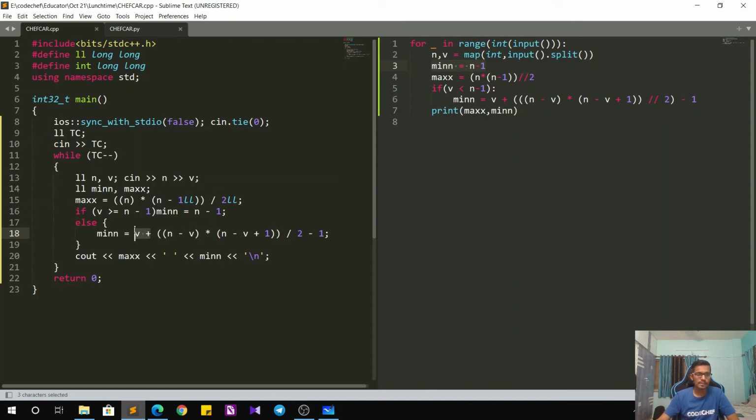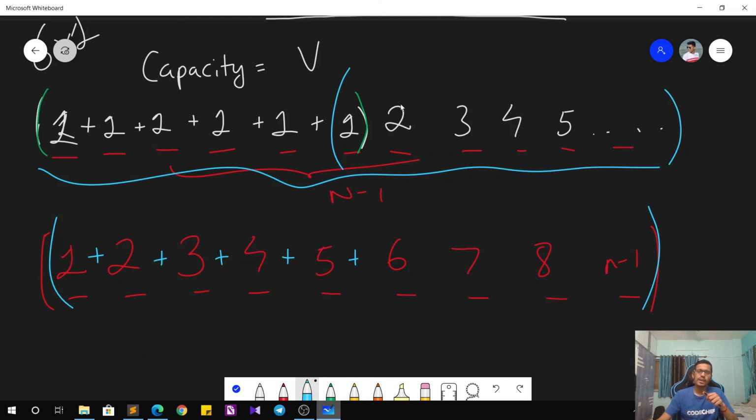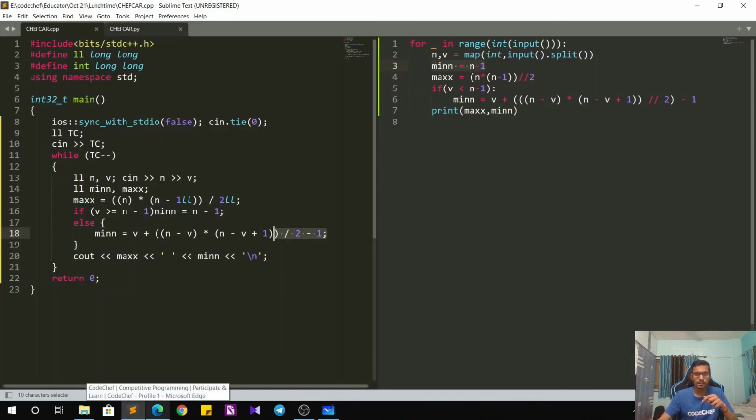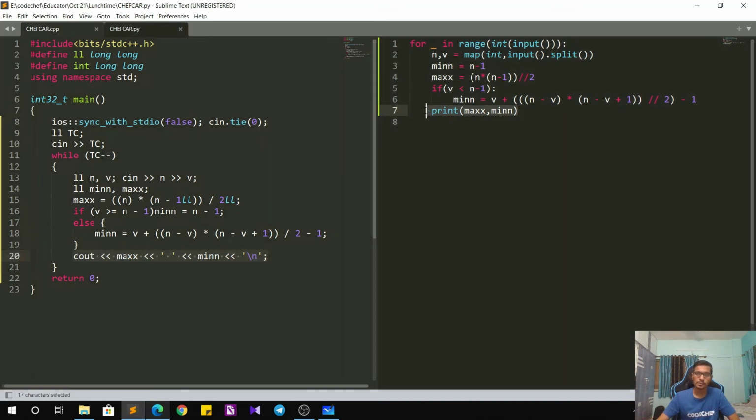We fill v liters in the first checkpoint, and after that for the remaining ones, the mathematical formula again for sum of first n minus v natural numbers, and we have to subtract 1 from that. Why? Because we are starting actually the summation from 2. All these ones are part of v, and the 2 plus 3 plus 4 is this other part in the implementation. So just the mathematical formula we have over here, and once we have both variables we just output them, max and min. Same in Python as well.